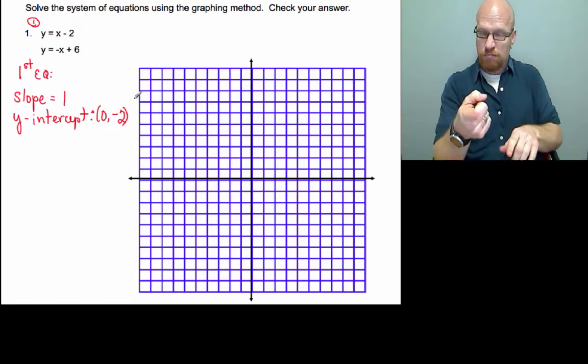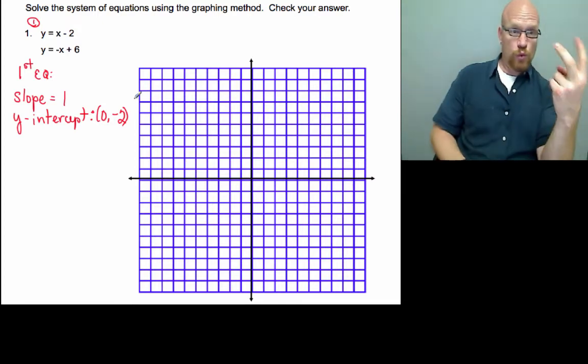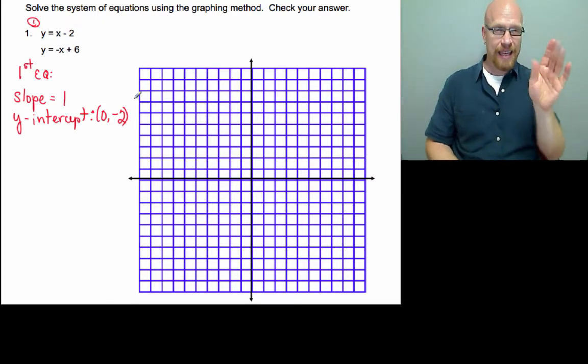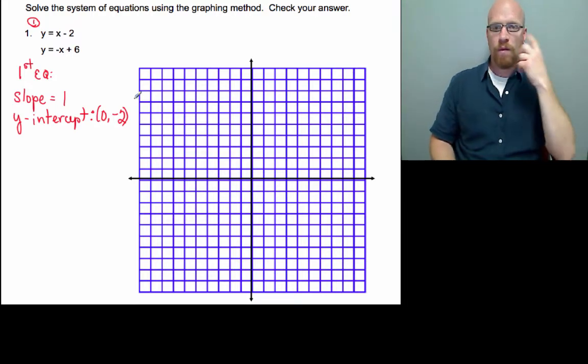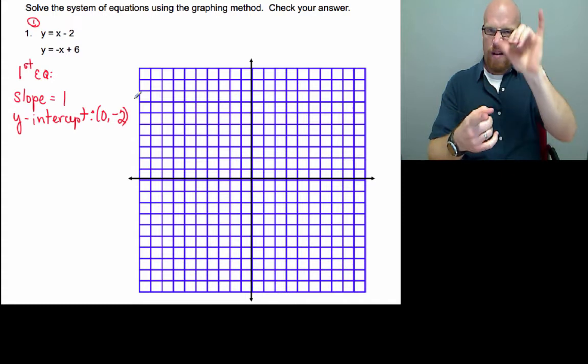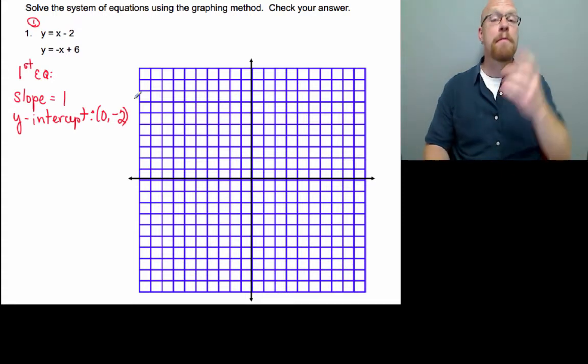The y-intercept, the point we see here, is (0, negative 2). In our equation, you see negative 2, and that's the b we use in y equals mx plus b. So now we'll graph this line with that information.